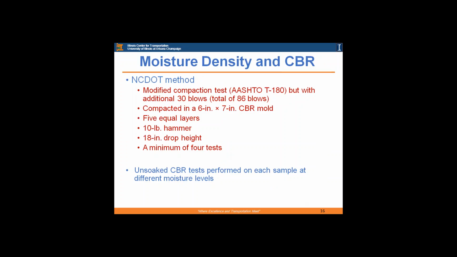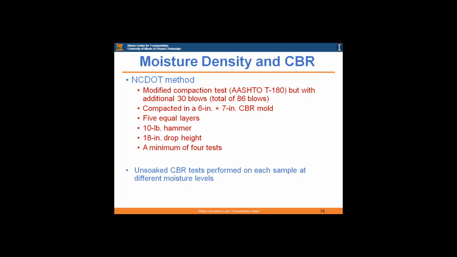The second step was the moisture density and CBR, and these were done according to the North Carolina DOT method, which is a modified compaction effort where, instead of the modified one that uses 56 blows, they use 86 blows. So they add another 30 blows per lift for each lift of the material in the moisture density test. It is done in 5 equal layers, and the rest is as per AASHTO T180, which is the 10-pound hammer, 1.5 foot drop.